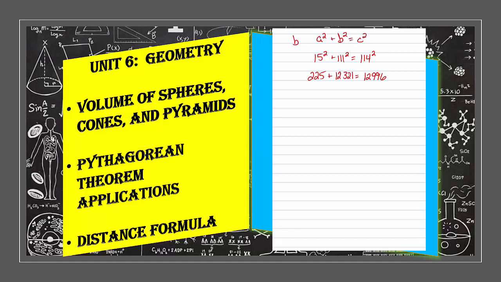So we end up with 12,546 is equal to 12,996, at which point we say, no, it's not. And our solution to B is no. Now, from these two, we should be able to follow the pattern and solve the remainder of the problems.